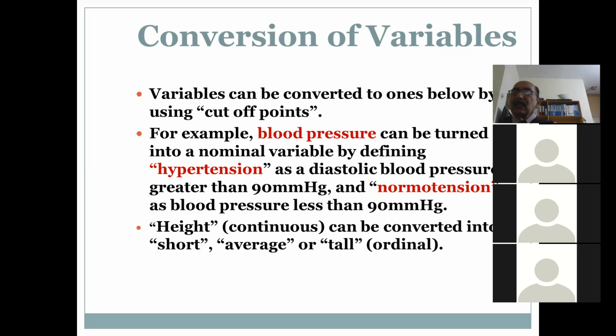Similarly, height can be converted. It is a continuous variable. There is an option in SPSS, recode into different variable. You can convert into short, average. Then it becomes categorical.